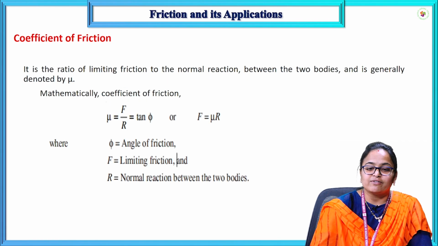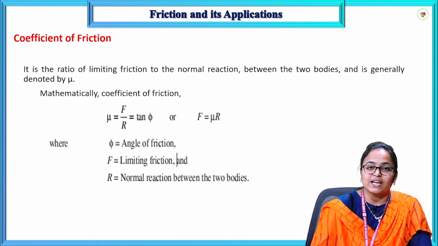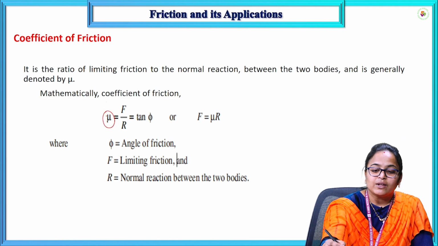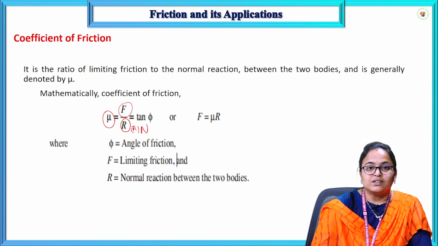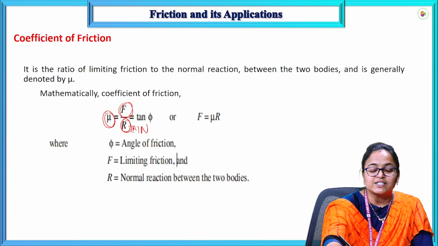Next, coming to the basic definition, that is coefficient of friction. So coefficient of friction is nothing but the ratio of frictional force and normal reaction. This coefficient of friction is indicated by mu. Normal reaction is represented by capital R or small n. Generally, coefficient of friction is represented by mu. So it is the ratio of frictional force and the normal reaction. Normal reaction is represented by capital R or capital N.